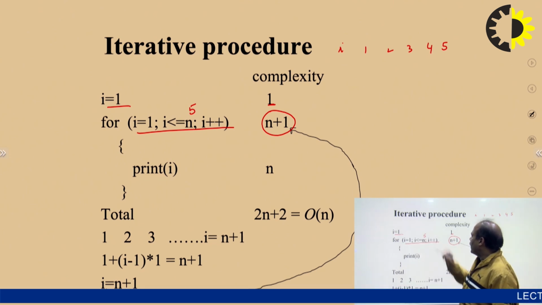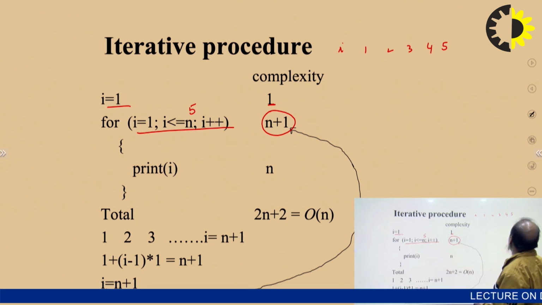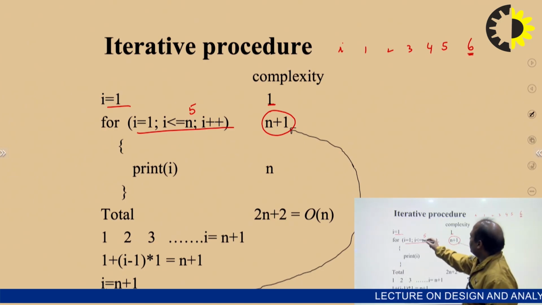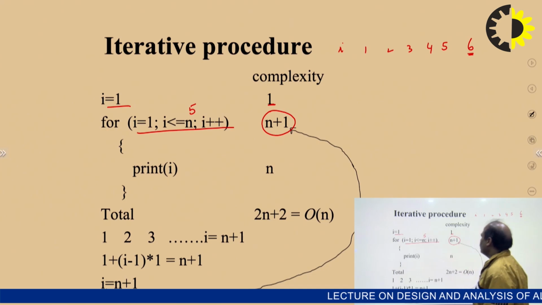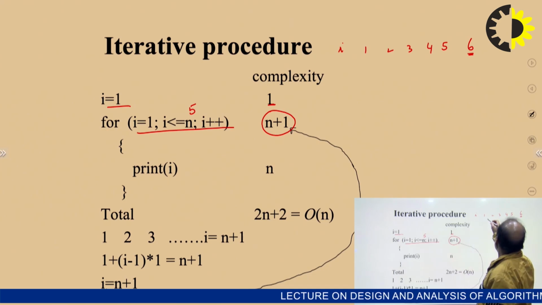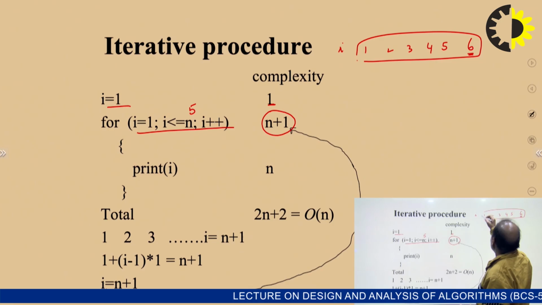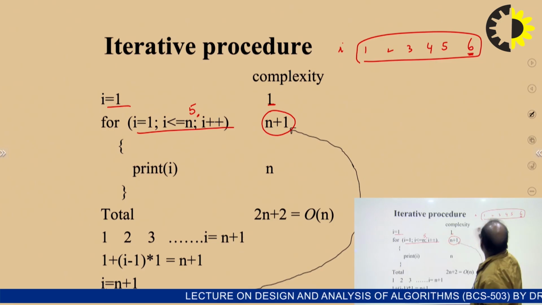I equal to 5, less than or equal to 5, correct. Whenever I becomes 6, it will fail. It will fail because 6 is not less than or equal to 5. No. So that means how many times is it running? It is running 5 times. You took 5, so it is 6.